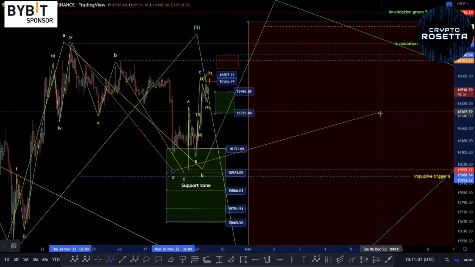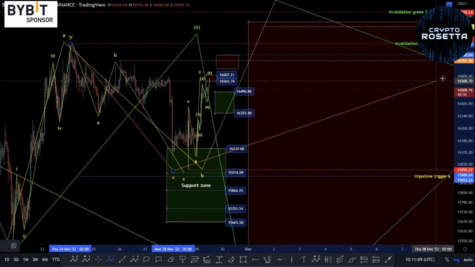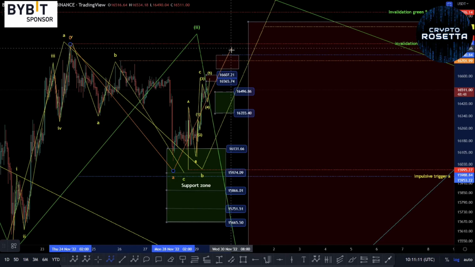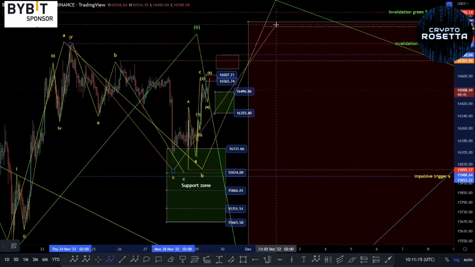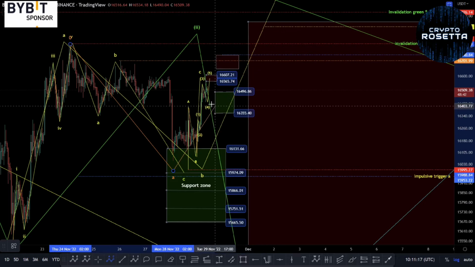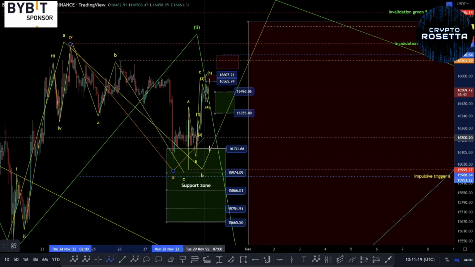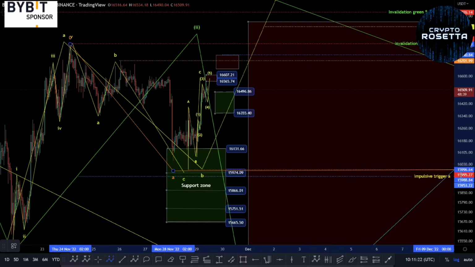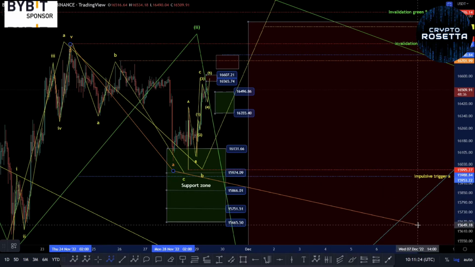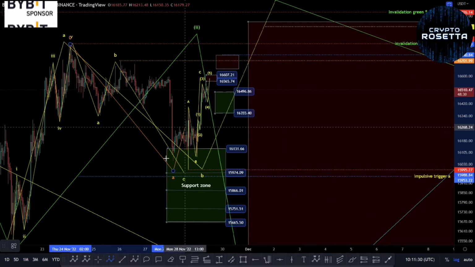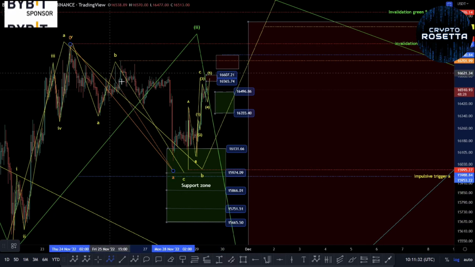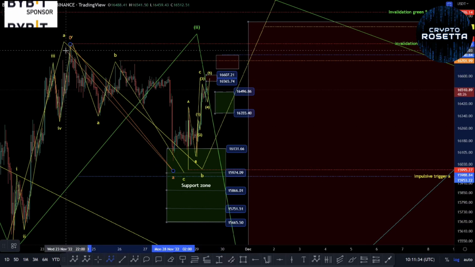So the impulsive trigger is currently 16,740. If we move above that, then I'd be looking for this to be a 1, 2, 3, 4, and a 5 higher up into these zones. So that could still play out. That's something I'm looking out for. For that to happen, we would have to maintain this 15,995 area.